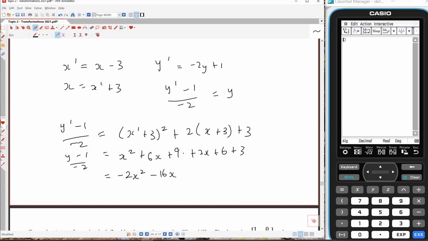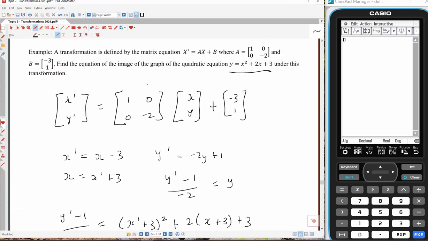So I've got 9 plus 9, which is 18. 18 gets multiplied by -2, which is -36. So -2 multiplied by 18 is -36. And that's y take 1, so we're going to add 1 to it. Y equals -2x squared, take 16x, take 35 after 1 is added to both sides. So there is the image after performing those transformations.